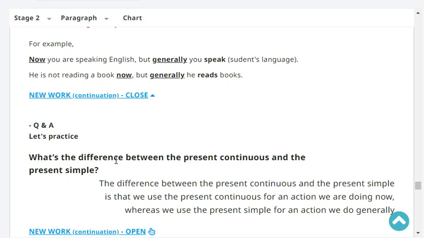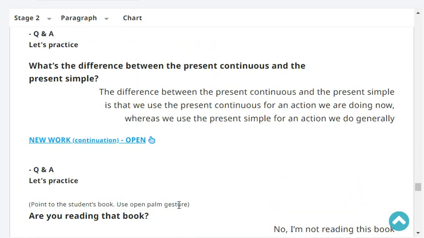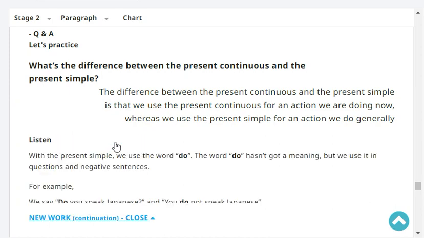What's the difference between the present continuous and the present simple? The difference between the present continuous and the present simple is that we use the present continuous for an action we are doing now, whereas we use the present simple for an action we do generally. Very good.